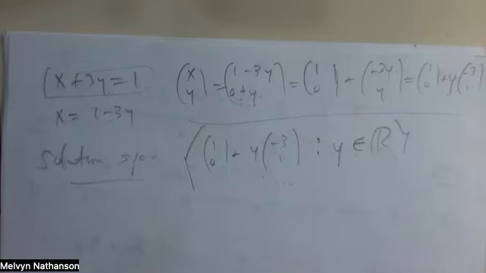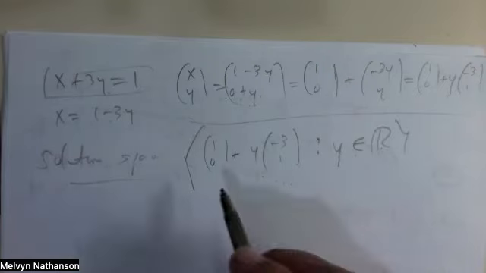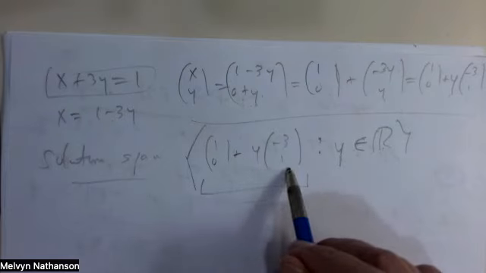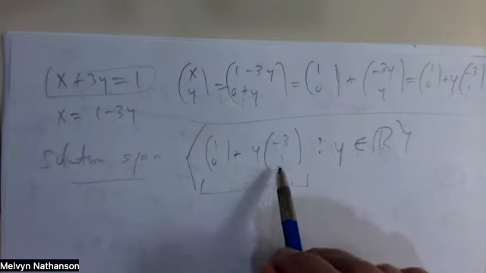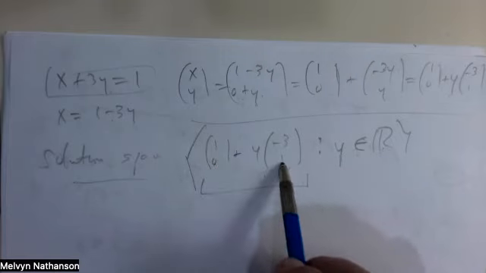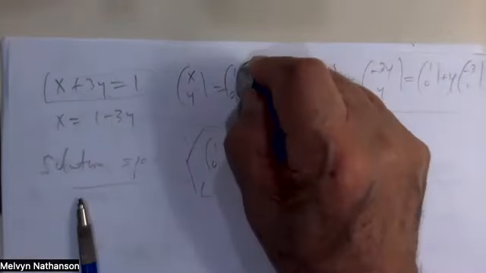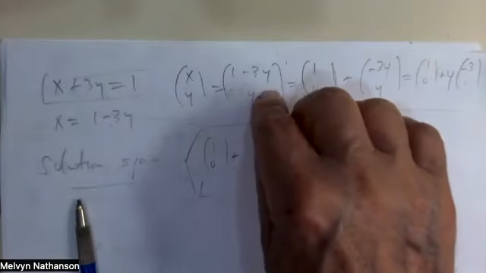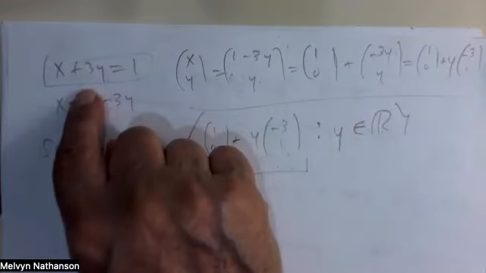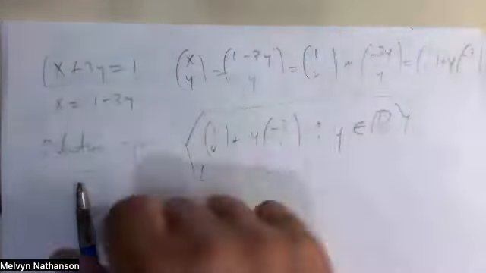I have a question. Yeah. In the solution space where you put parentheses 1 and 0 plus y and negative 3 and 1, that's just showing this from the start and the end of the solution space. So this is a vector. This is one vector. Okay. And this is a vector in the solution space. If you compute this vector, it's 1 minus 3y as the first coordinate, y as the second coordinate. If you plug that into this equation, you get a solution.